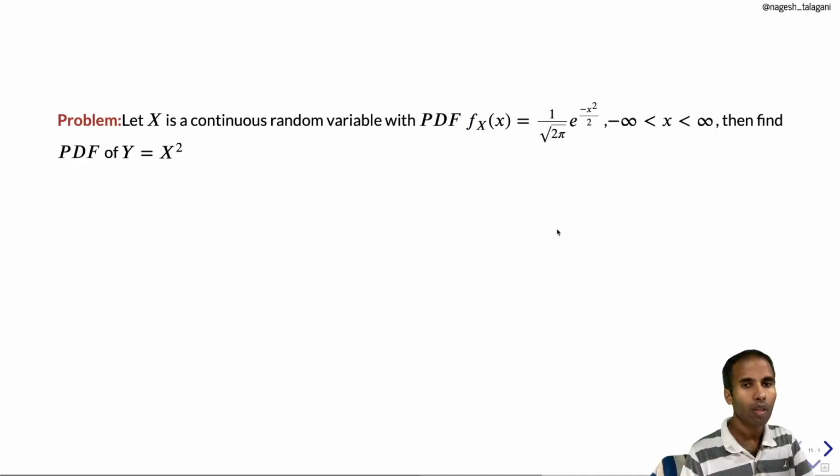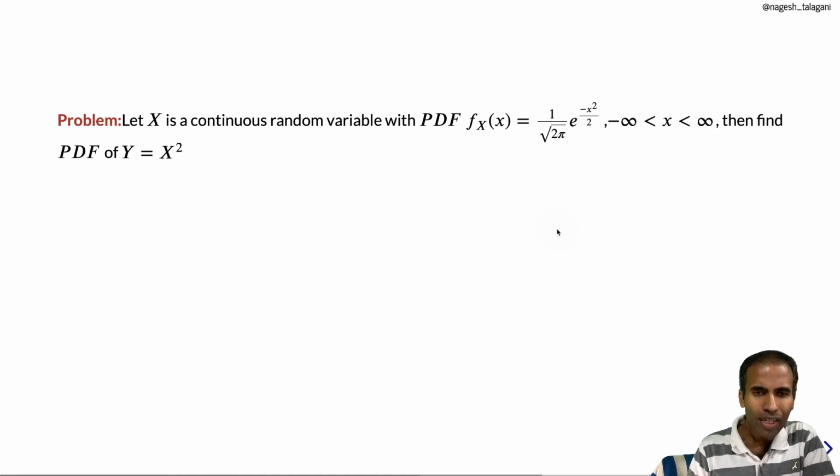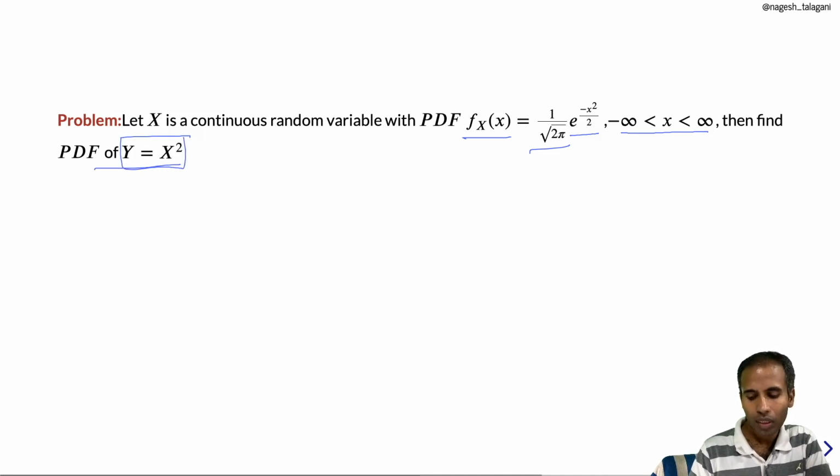Okay, problem. Let X be a continuous random variable with a PDF small f of x equal to 1 by root 2 pi e power minus x square by 2 for minus infinity less than x less than infinity. Then find the PDF of y equal to x square. Again, our transformation is y equal to x square. This time, let's find the PDF of y directly in terms of the PDF of x without finding the CDF of y. We have one result, let's use it this time.